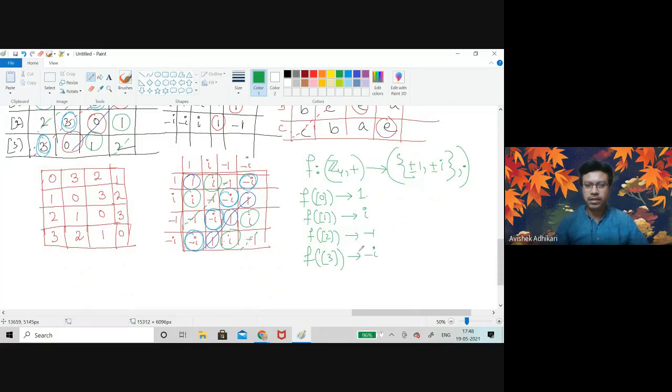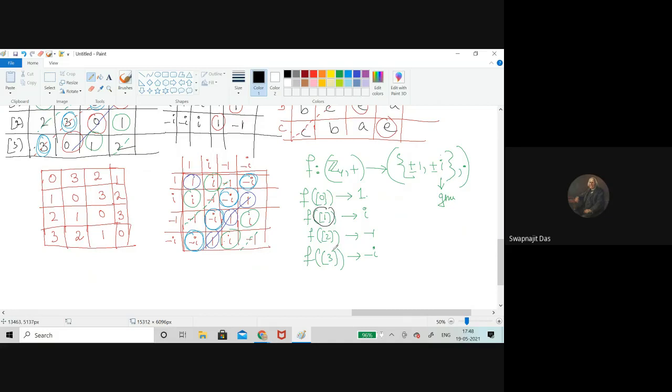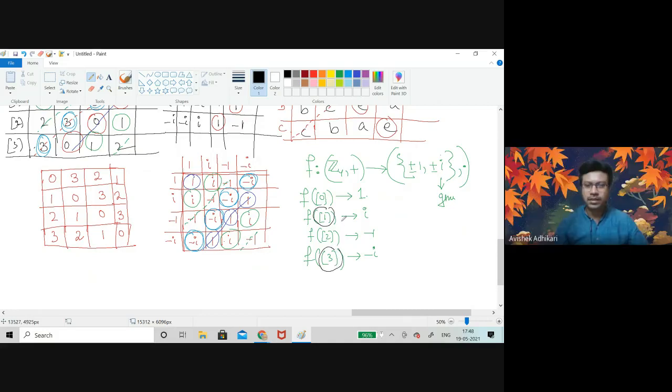-I. Look at here. Who are the generators in this group? I and minus I. So plus minus I, they are the generators. And in Z4, who are the generators? Class 1 and class 3. See, generators are going to generators. The orders are also preserved here.